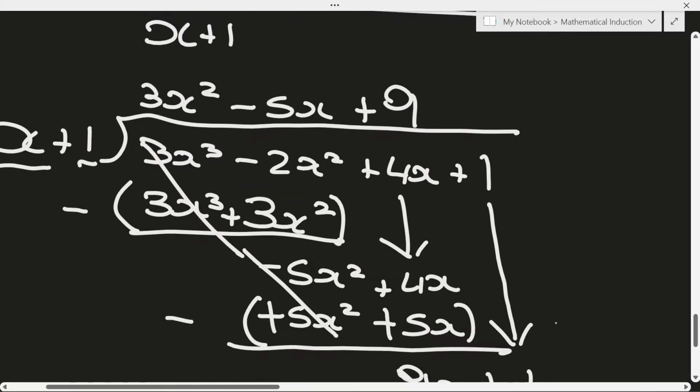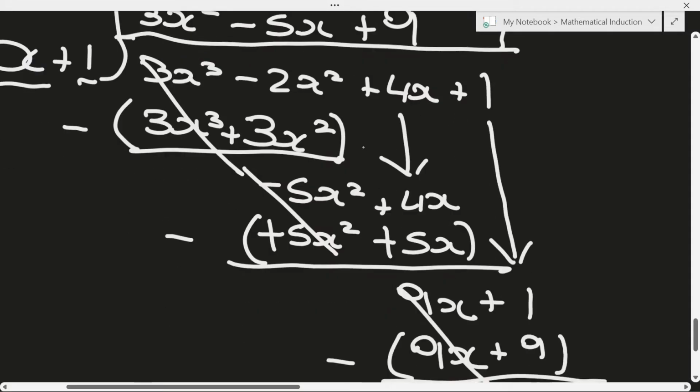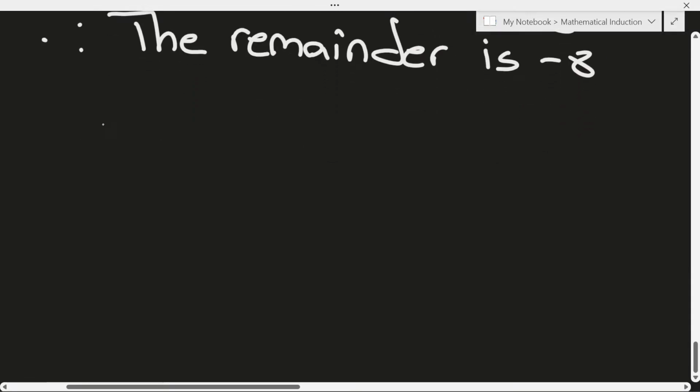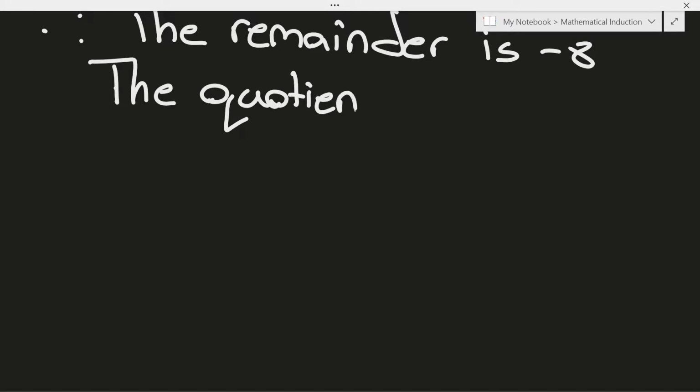Next, we can also write what the quotient is. The quotient is this value up here, right? So we can say the quotient is 3x squared minus 5x plus 9.